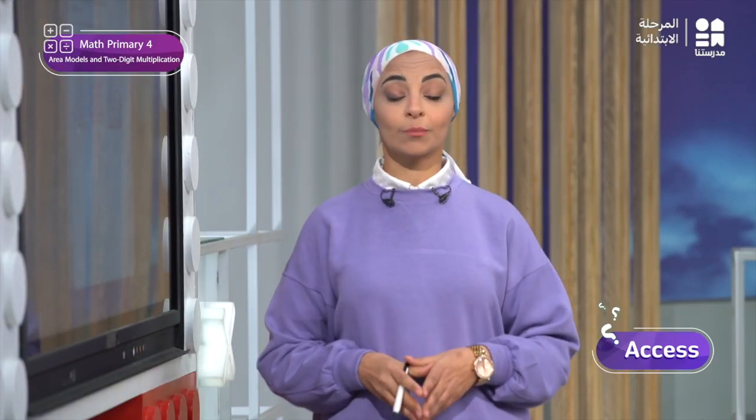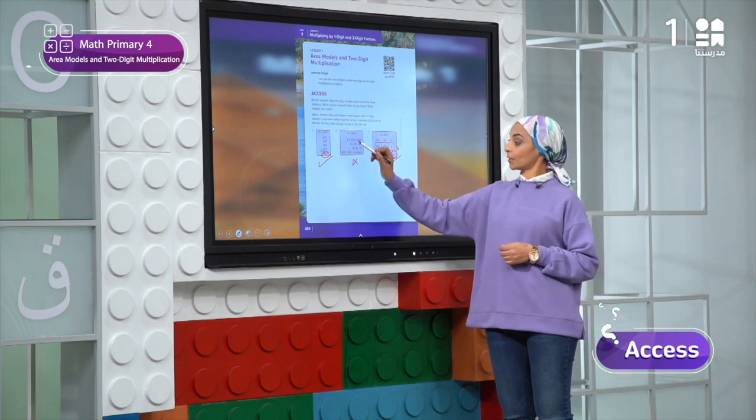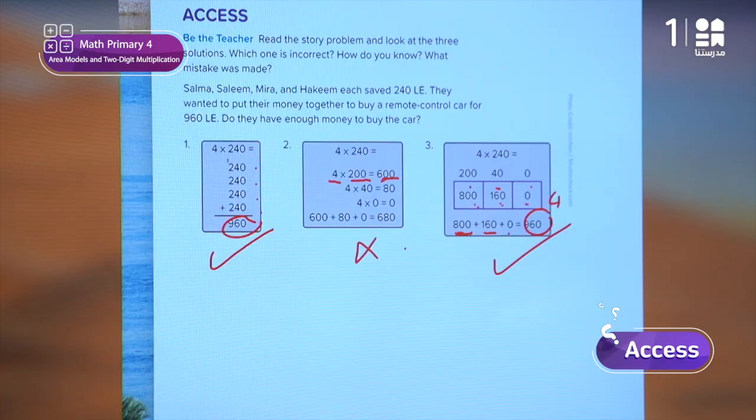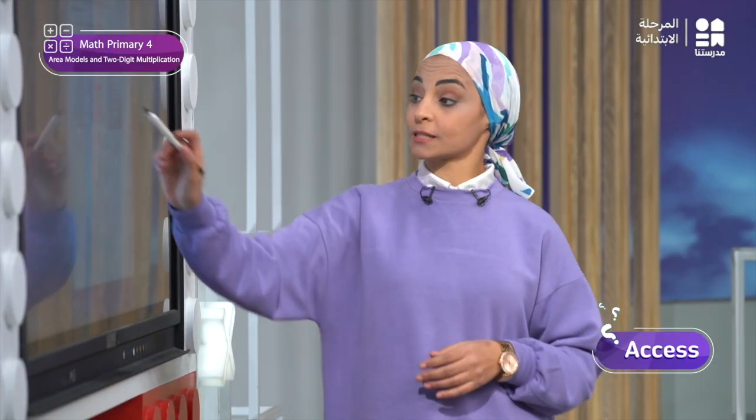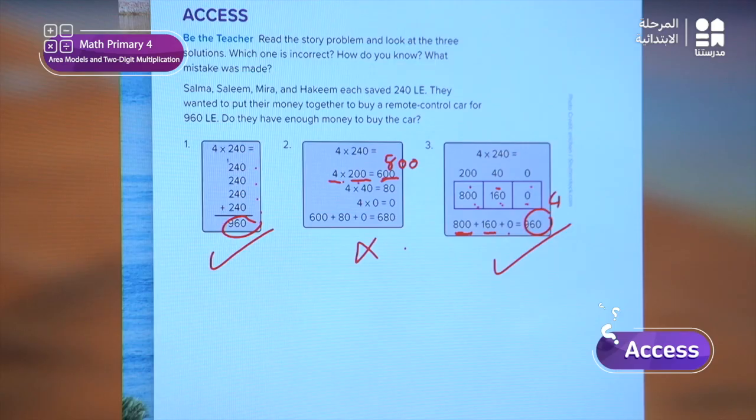However, in answer number 2, what did the student do? The student only used the partial products in multiplication. He multiplied incorrectly. The product of 200 times 4 he wrote as 60. But what should the right, the correct product be? Of course 2 times 4 gives me 8, so 200 times 4 equals 800 and not 60.